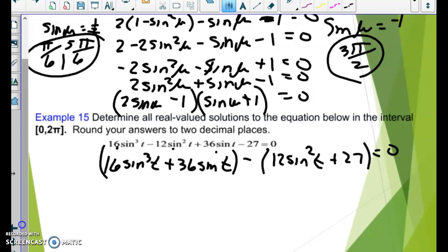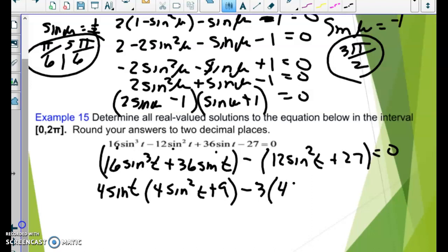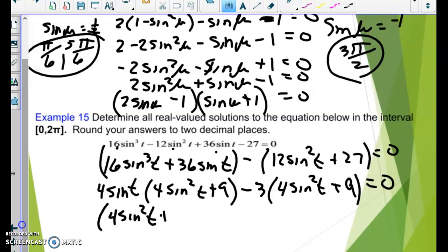I think I can pull out a 4 and a sine out of each of those, leaving me with 4 sine squared plus 9 minus, it looks like I can get a 3 out of each of these, which leaves me with 4 sine squared plus 9. Ooh, that's a good sign that they're the same, isn't it? So 4 sine squared t plus 9 times the quantity of 4 sine t minus 3.